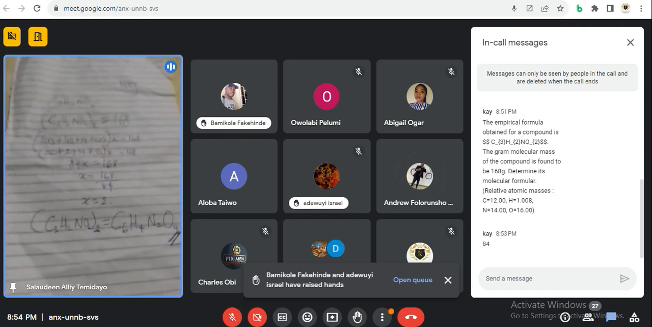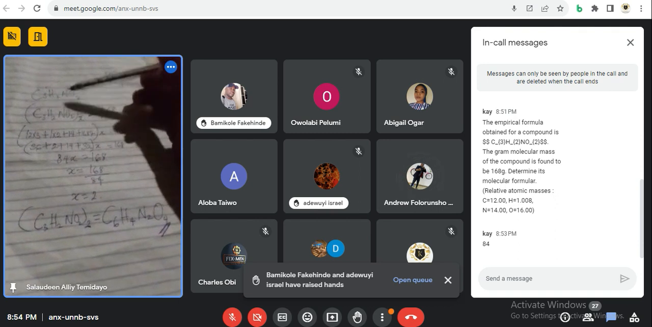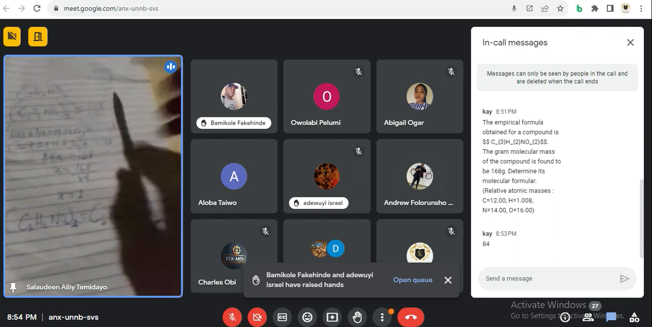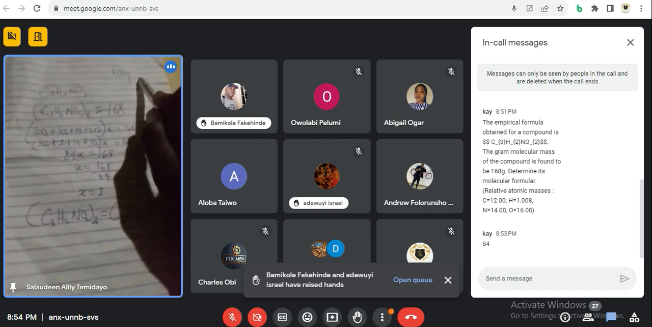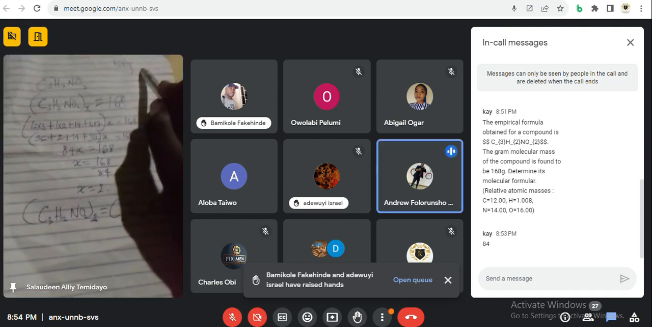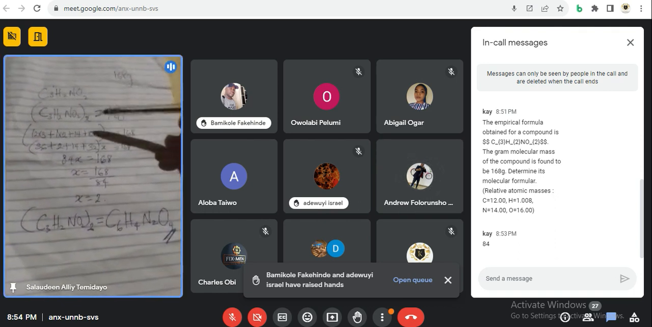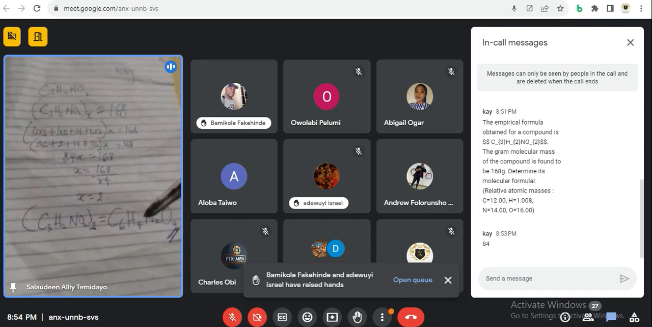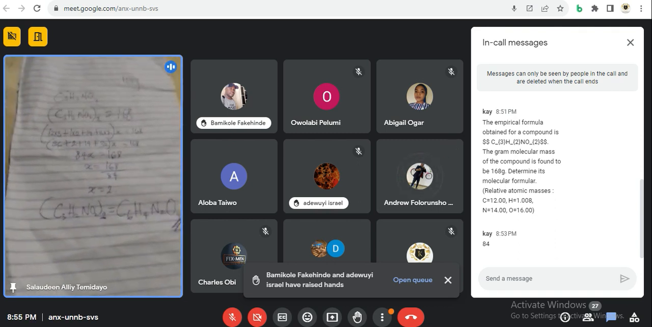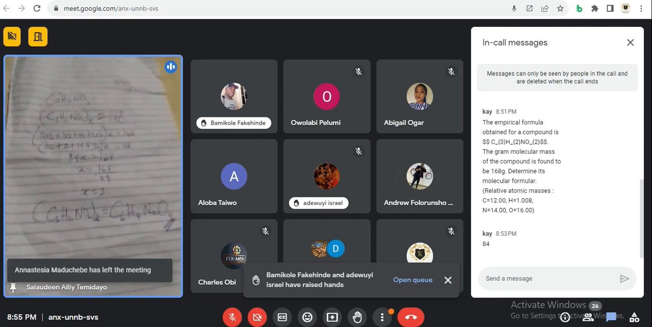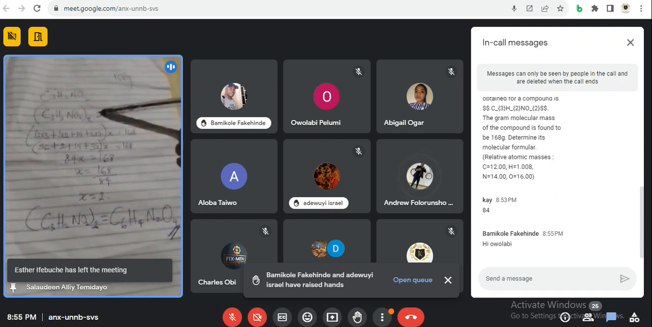I said we have C3H2NO2, which is the empirical formula. We have the mass given, which is 168. We are looking for the value of the formula, which is the molecular formula. That means the formula that will represent that compound itself, the actual formula for that compound. This one is a deduced formula. It is the simplest formula in which the compound can exist.